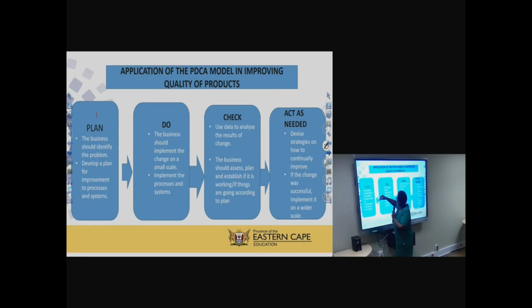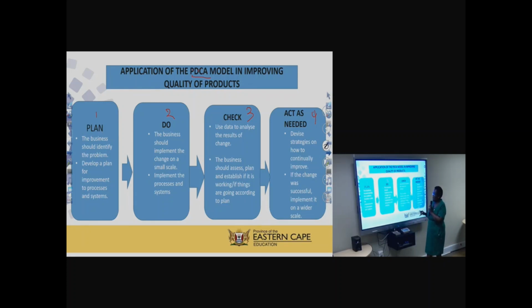You start by planning, then you do, then you check, then you act as needed. There are 4 stages of the PDCA. This one is an acronym. So this P stands for something, D, C, A. This is planning, this is the do part, this is the checking part, this is the action part.